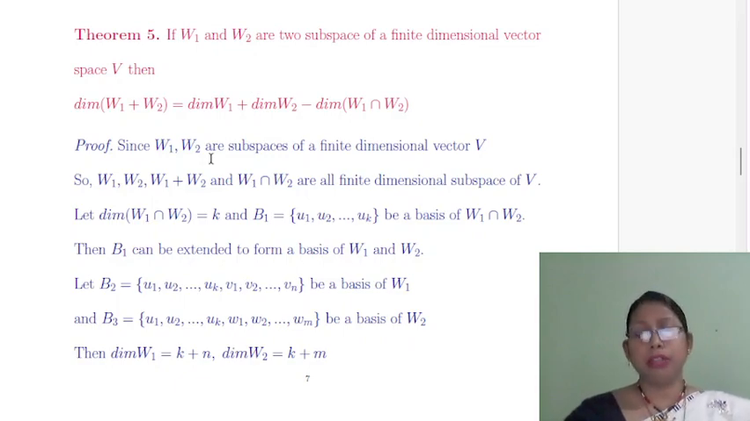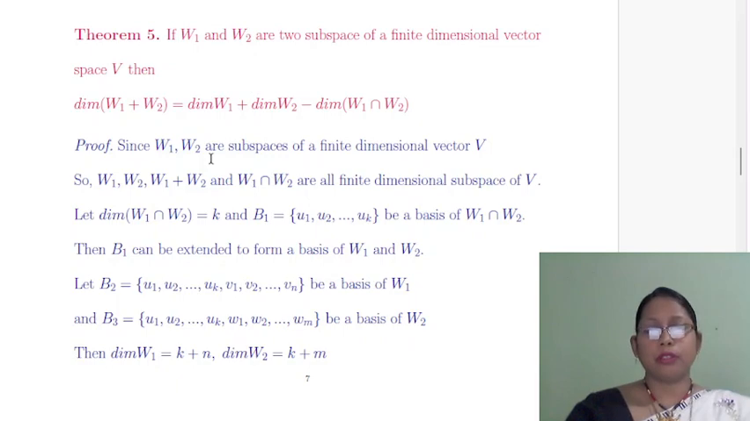Next, if W1 and W2 are subspaces of a finite dimensional vector space V, then dim of W1 plus W2 equals dim of W1 plus dim of W2 minus dim of W1 intersection W2. Since W1 and W2 are subspaces of a finite dimensional vector space, W1 plus W2 and their intersection W1 intersection W2 are all subspaces and they are finite dimensional. Let the dimension of W1 intersection W2 be k and B1 equal to the set u1, u2, ..., uk be a basis of W1 intersection W2.